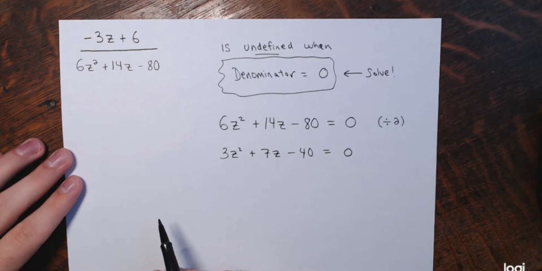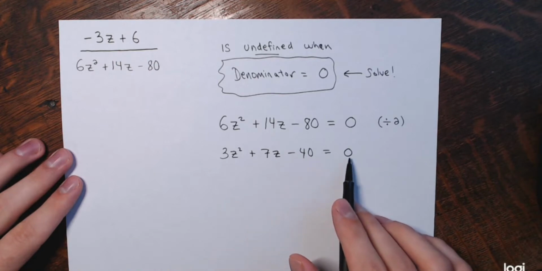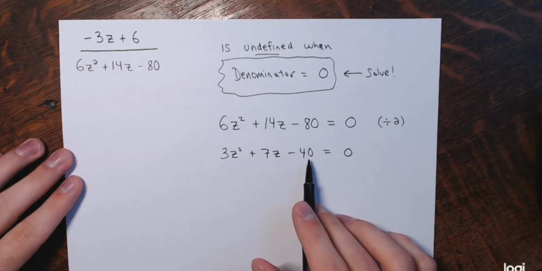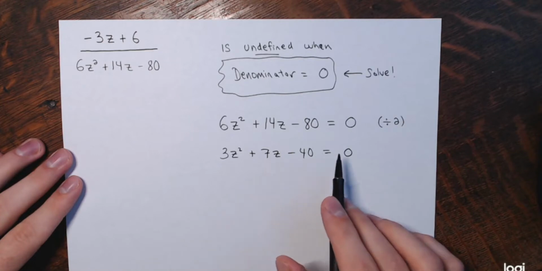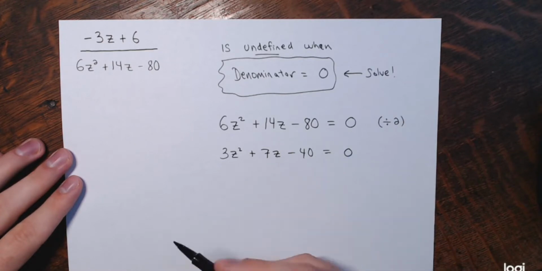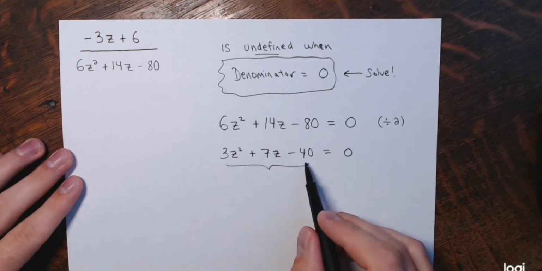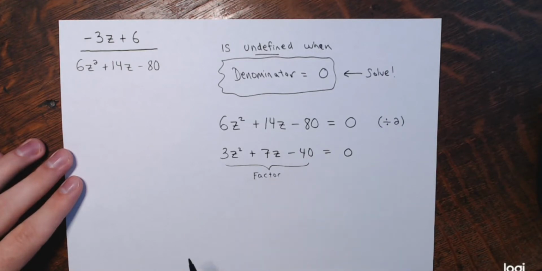Well, it's already set up the way I want. I've got everything on one side, and 0 on the other. And then I want to get a completely factored polynomial. I want to eventually write a product equal to 0, so that I can use the zero product property to help me find solutions. So I want to factor this polynomial completely.